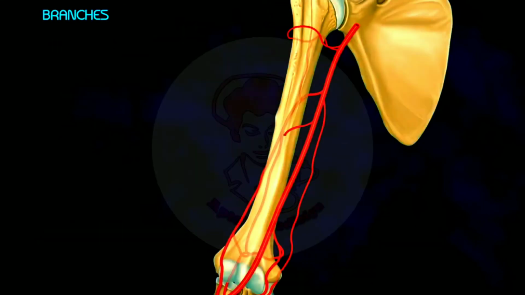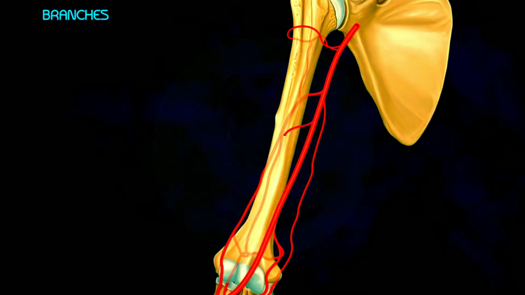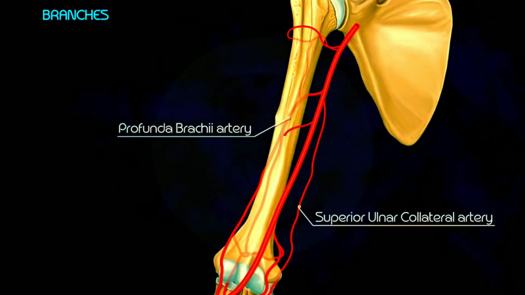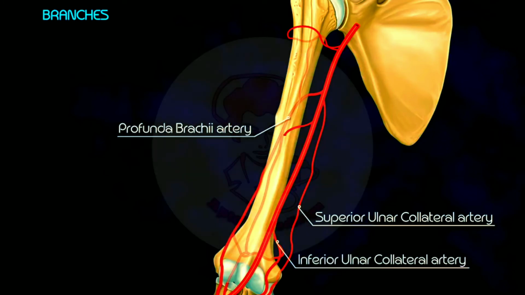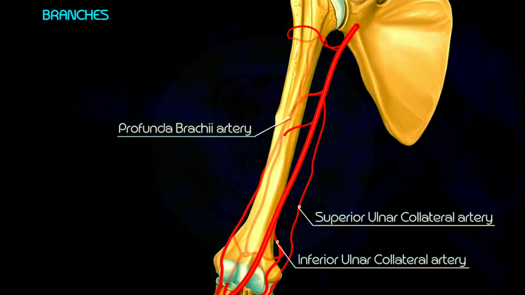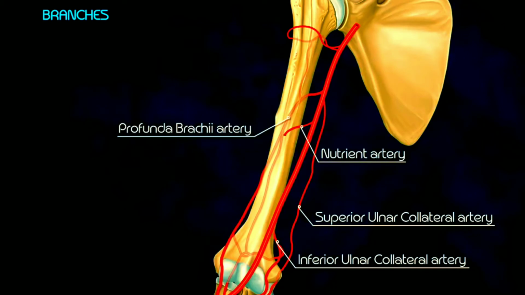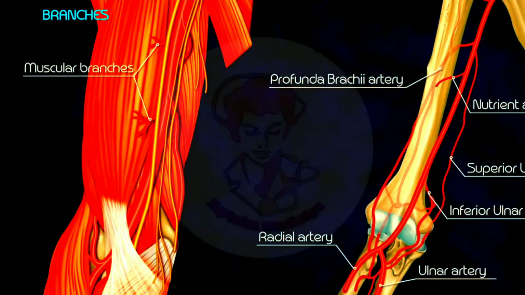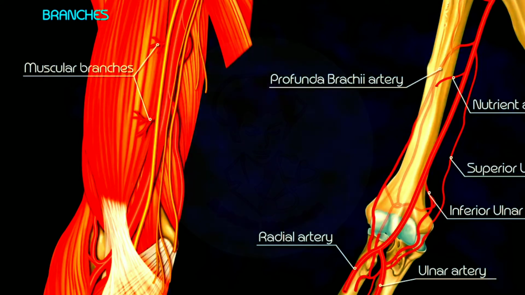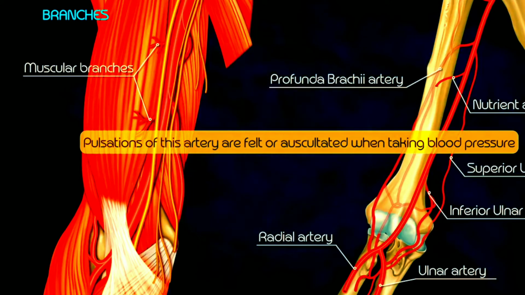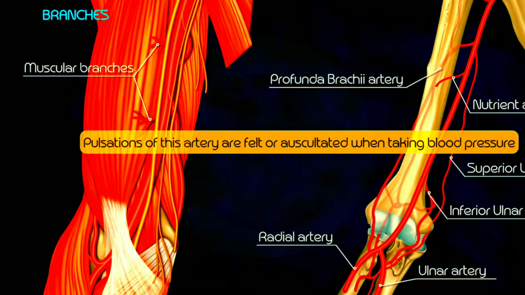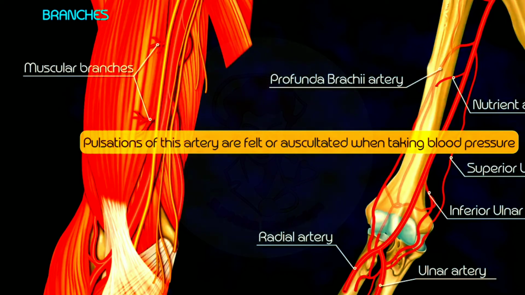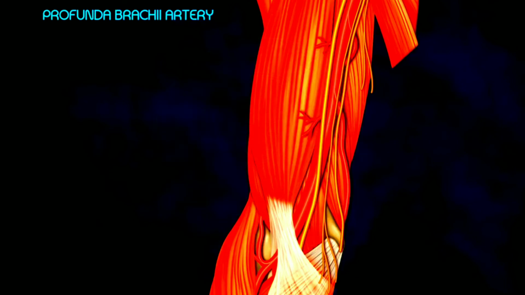Its branches are as follows. The profunda brachii artery, superior ulnar collateral artery, inferior ulnar collateral artery, nutrient artery to the humerus to the nutrient foramen, muscular branches, and the radial and ulnar arteries, which are its terminal branches. Pulsation of this artery is felt or auscultated when taking the blood pressure.